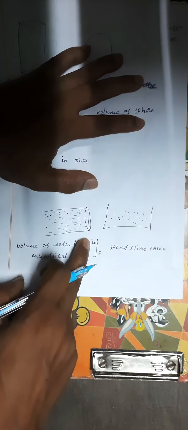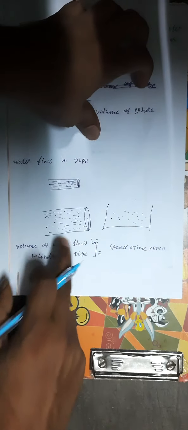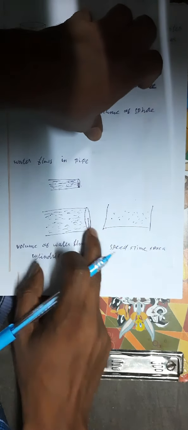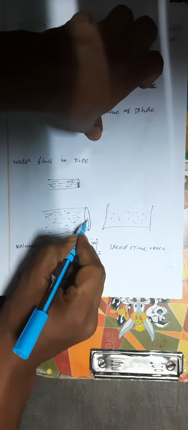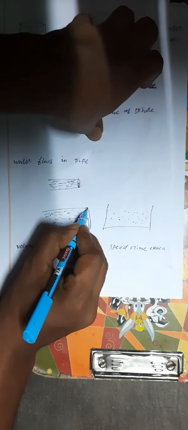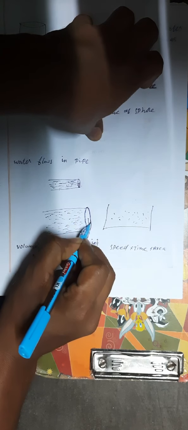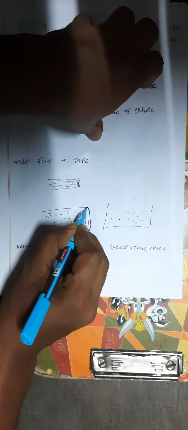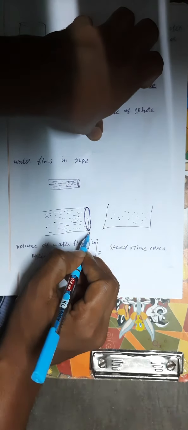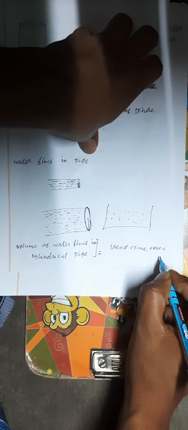Here for the pipe, they have given only the radius, or the diameter of the pipe. They have not given the height of the pipe. So what is the shape of this pipe? At this end of the pipe, it is the shape of a circle, so we can take the area as pi r square.